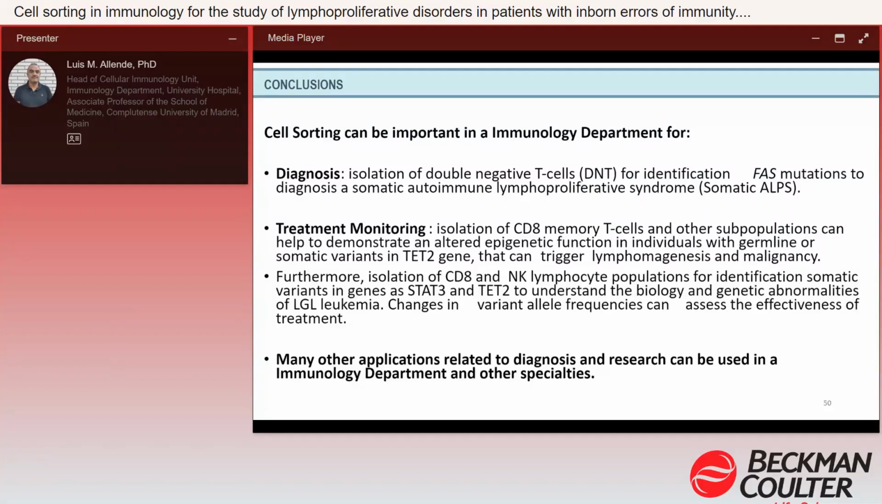Furthermore, isolation of CD8 and NK lymphocyte populations allows identification of somatic variants in genes such as STAT3 and TET2 to understand the biology and genetic abnormalities of LGL leukemia. Changes in variant allele frequencies can assess the effectiveness of treatment. And many other applications related to diagnosis and research can be used in an immunology department and other specialties.